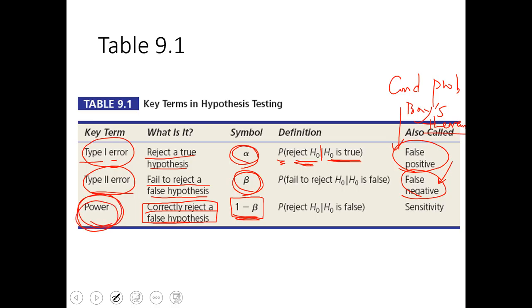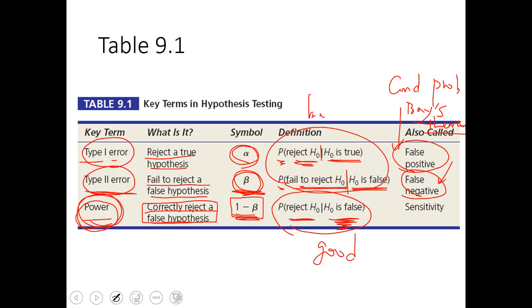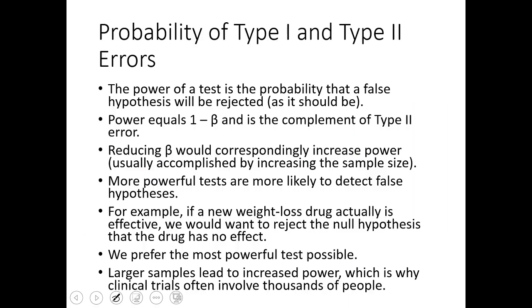Of course, the probability of type 2 error is given by beta: the probability that we fail to reject the null hypothesis under the condition that the null hypothesis is false. And power is the probability that we reject the null hypothesis under the condition that the null hypothesis is false. It is good news. But these two cases are bad news. So we say that power is 1 minus beta.